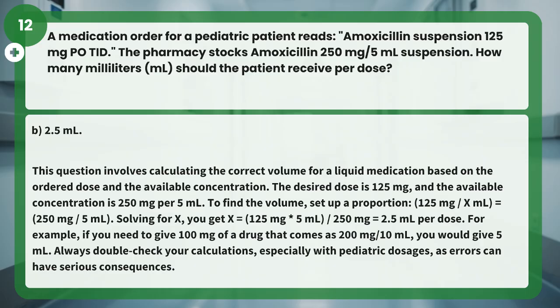For example, if you need to give 100 milligrams of a drug that comes as 200 milligrams per 10 milliliters, you would give 5 milliliters. Always double-check your calculations, especially with pediatric dosages, as errors can have serious consequences.